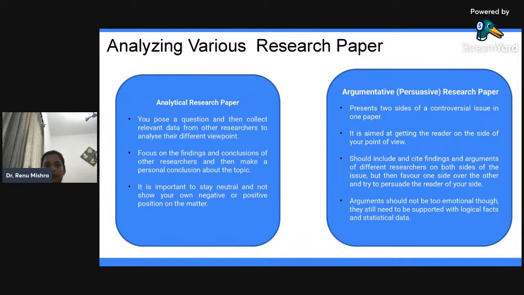Coming to another type of paper, that is the argumentative paper or persuasive research paper. Here we are talking about either side of a topic. Like we used to do in debates, where we had the in favor or against sides: what one side of the argument says, or what the other side says. The purpose of this kind of paper is to present both sides of the perspective to your reader.